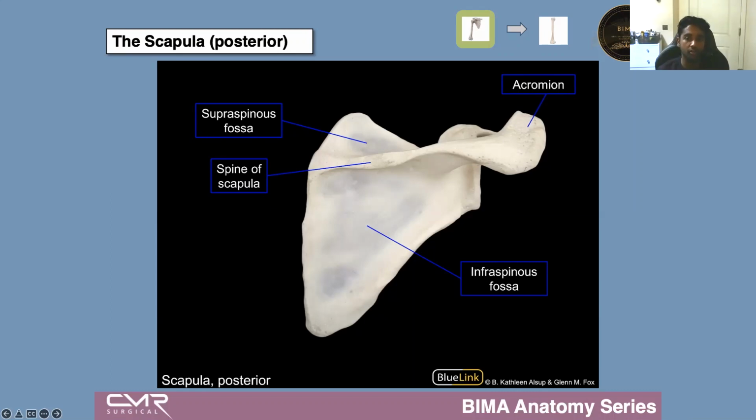hence supra or infra. If I'm going too slow, please do tell me, I can pick up the pace, or if I'm going too fast, please tell me, I can slow down. And then here's the acromion again.